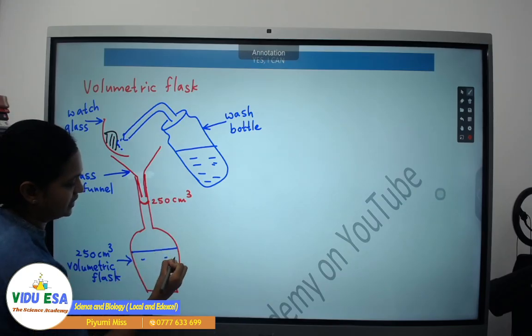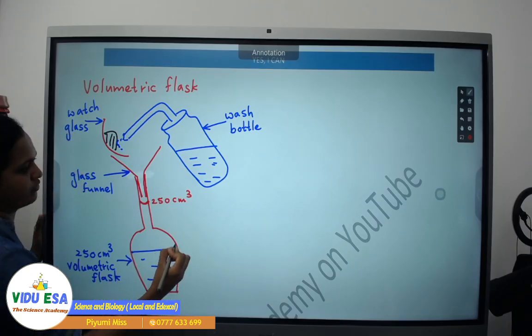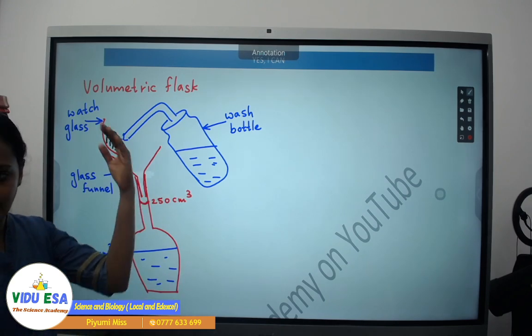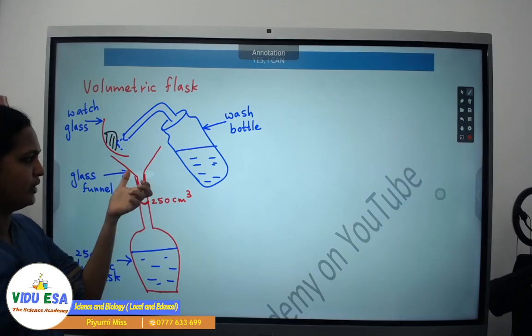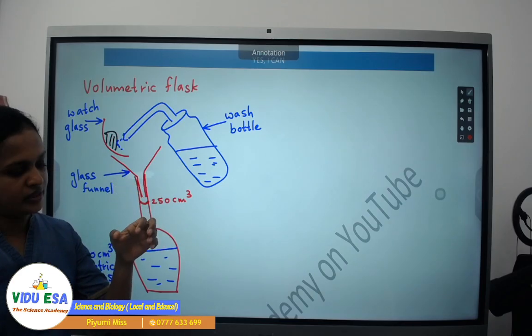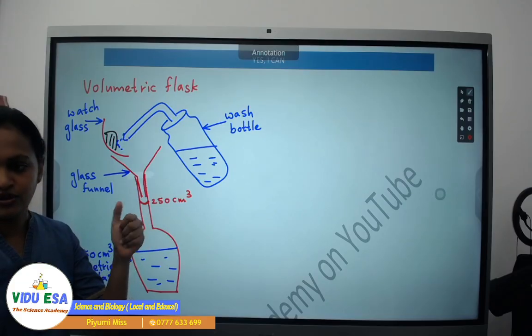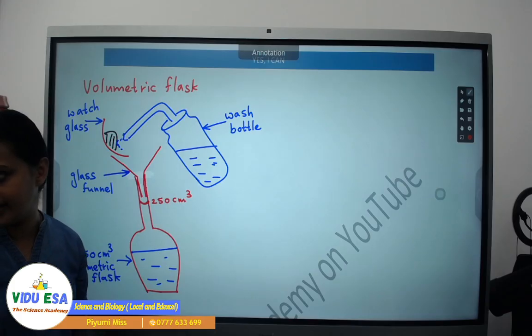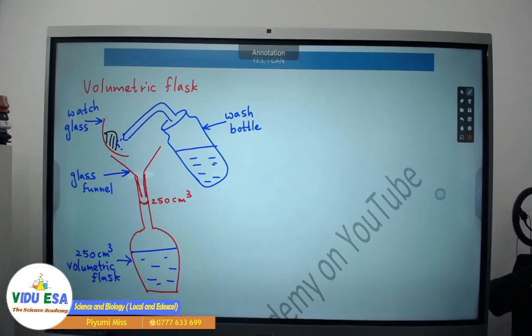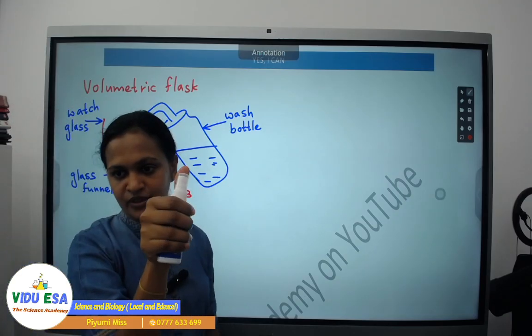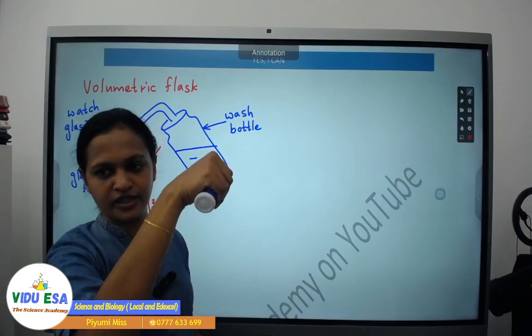Let's say 2/3. 2/3 of the volumetric flask is filled now by washing this off. Then you have to put the stopper and dissolve all the sodium hydroxide carefully. Put the stopper and dissolve. You can shake it. Normally, you keep your thumb here and do it like this.